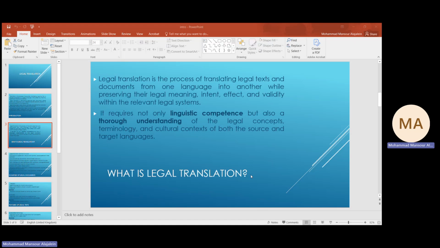So, for example, the word consideration in contract law has a very specific legal meaning. We know that consideration in everyday language means اعتبار, but when a translator simply translates it as اعتبار, this would be incorrect simply because in law consideration refers to العوض القانوني في العقد. So this example demonstrates that legal translation is much more than bilingual ability.